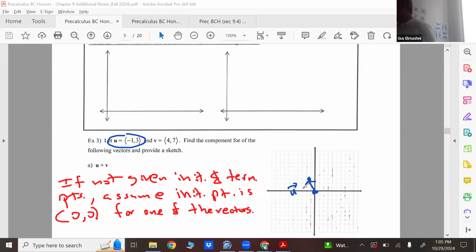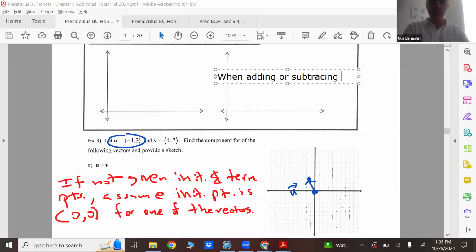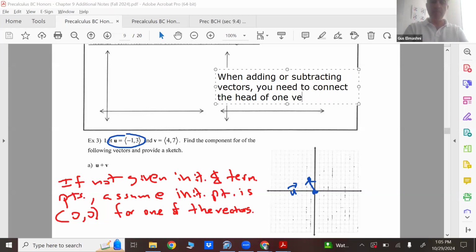Now, vector V. I can start at 0, 0. But it doesn't help me too much because what I want to do is connect these vectors. We're adding vectors, very important. Let me add this as a text box. When adding or subtracting vectors, you need to connect the head of one vector to the tail of the other.